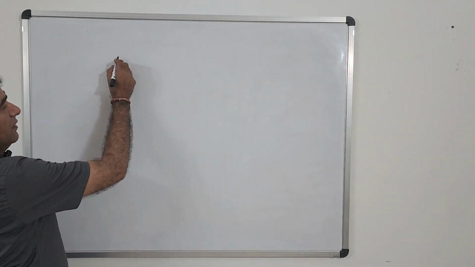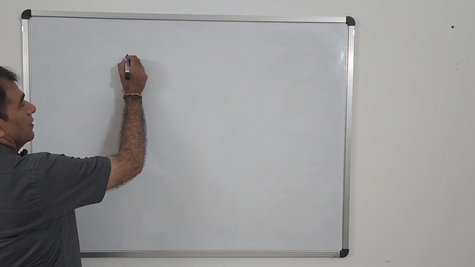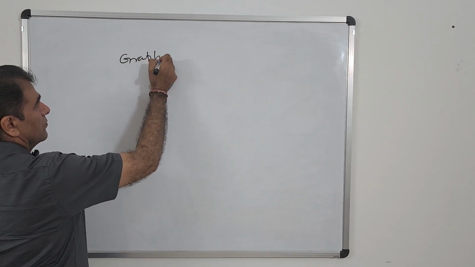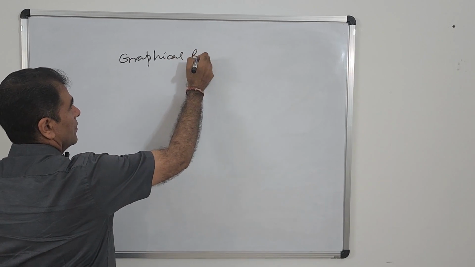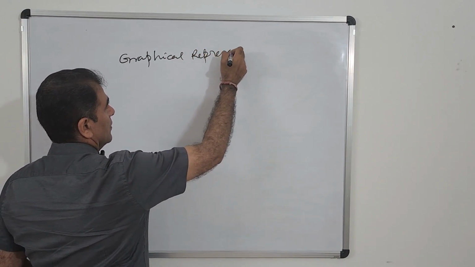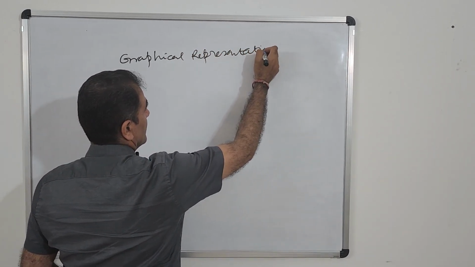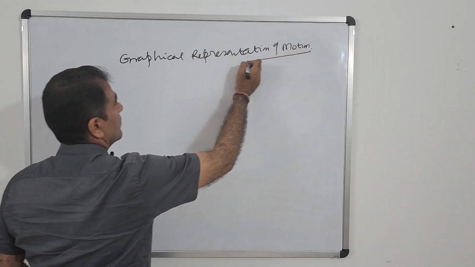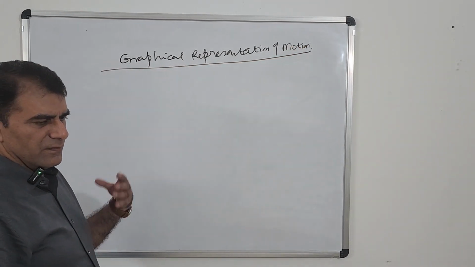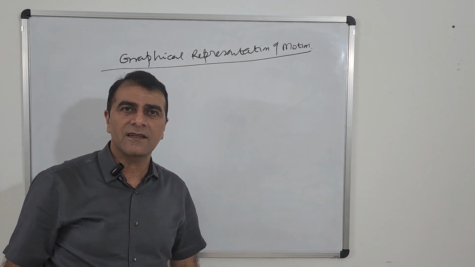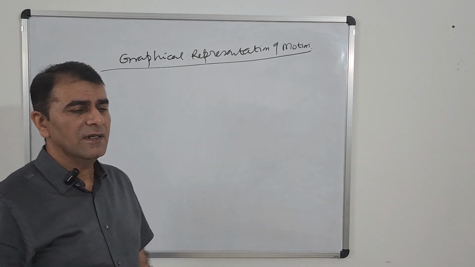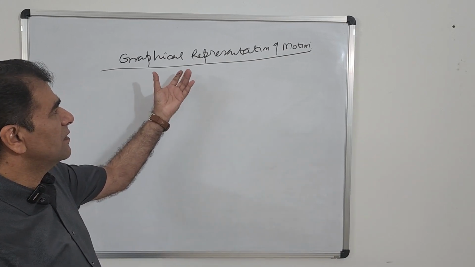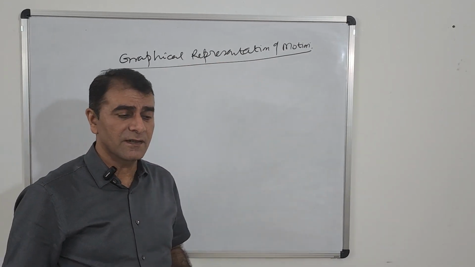So our next topic is graphical representation of motion. Though I have done this in previous lectures also, if you have seen the lecture on motion, I have drawn some graphs. Similar is here. What is the meaning of graphical representation?